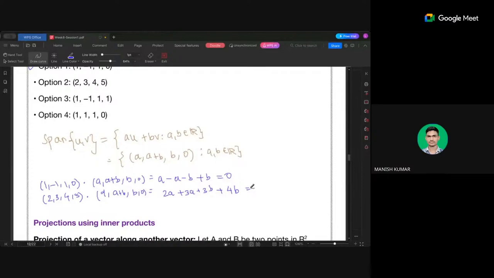No, ma'am. Not equal to zero. No, not zero. Okay, fine. And what about minus one, one, one, one? What is the answer? No. What about this one? It's also not. Okay. Fine. So after this, what have we seen?